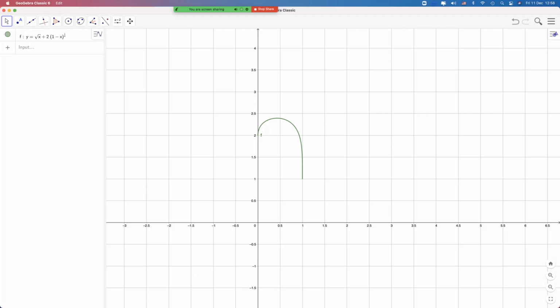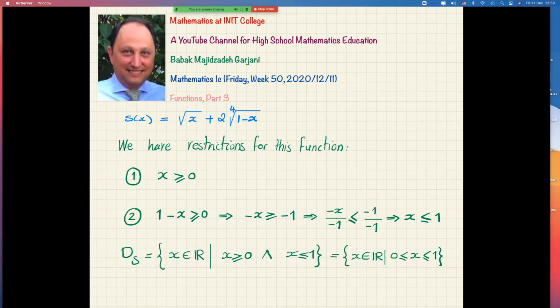But before seeing the graph itself, I was able to make sure that the graph will not extend below 0 and after 1. Because in this calculation, I realized that the domain of my function is just between 0 and 1. It means that, yes?